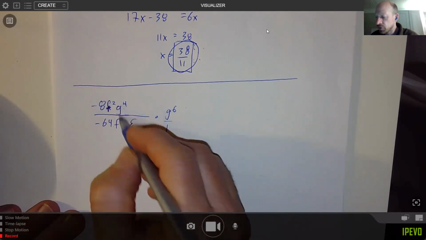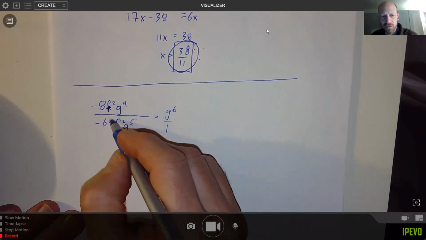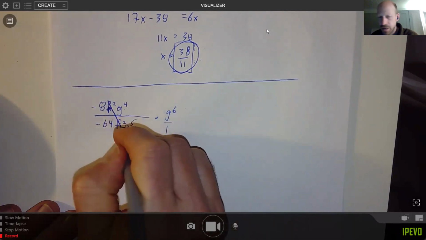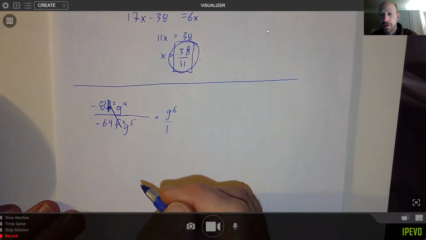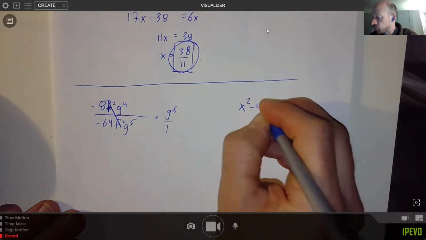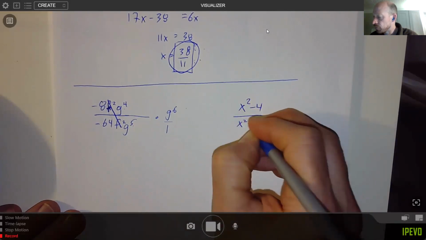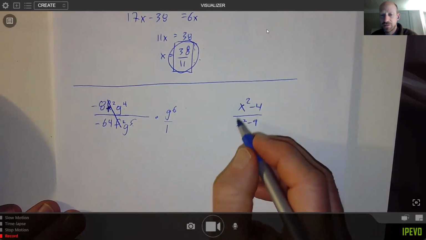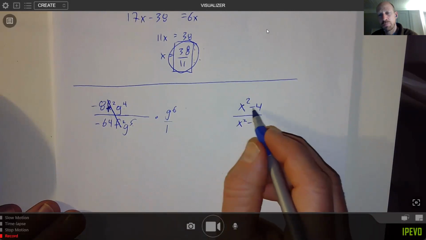In this case, I can start by canceling some of these common factors, like this f squared on the top and the f squared on the bottom. Those are going to cancel out because they're the same factor on the top and the bottom. That's very different from this kind of expression. So it's important that we notice that you cannot cancel the x squareds here because it's x squared minus 4.